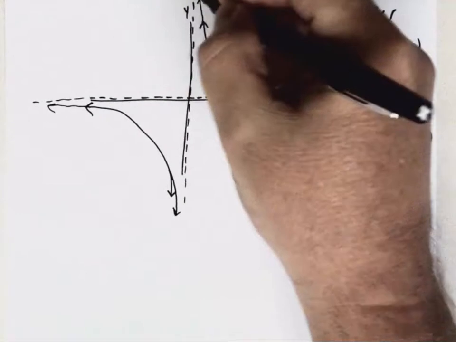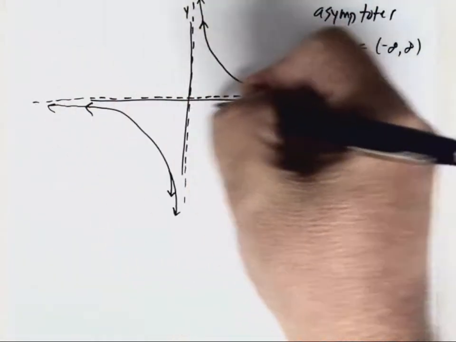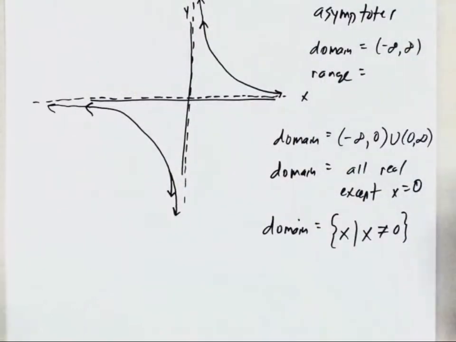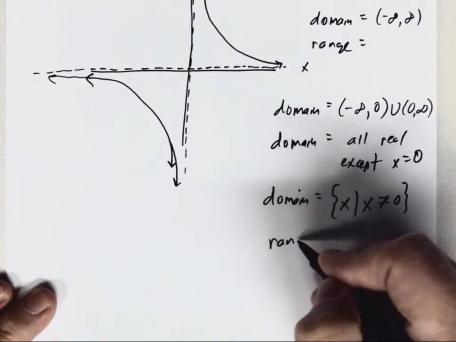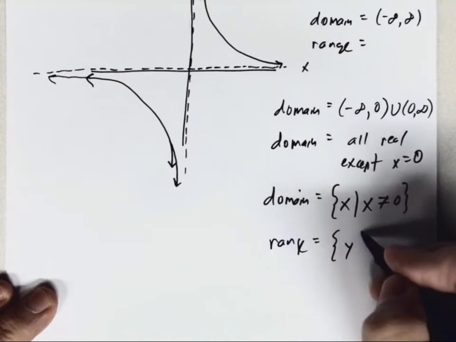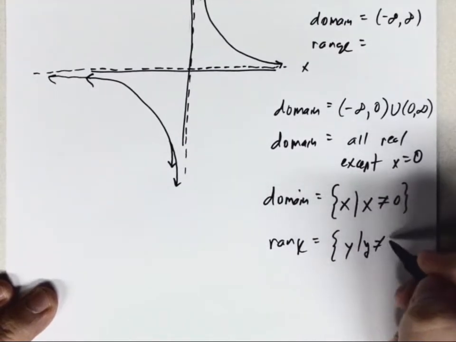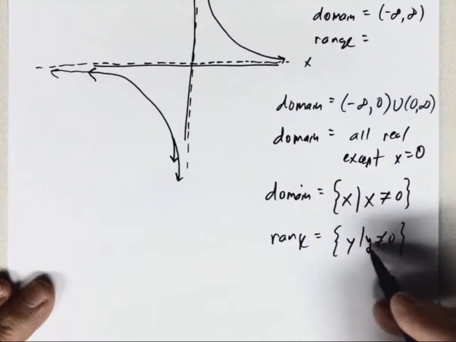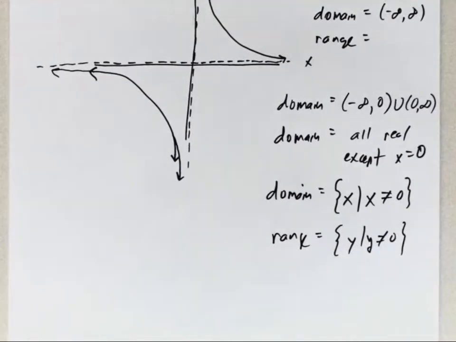Now if we talk about the range, it's the same idea. We have this break here when y is 0. So in this case, if I want to use this notation, I could say the range is everything except when y equals 0.